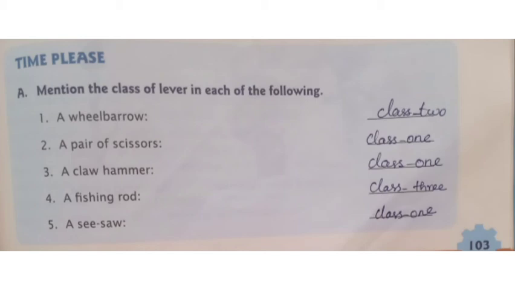A seesaw, class 1 lever. These depend on the position of the fixed point, that is the fulcrum. Depending on the position of the fulcrum, there are 3 types: class 1 lever, class 2 lever and class 3 lever.